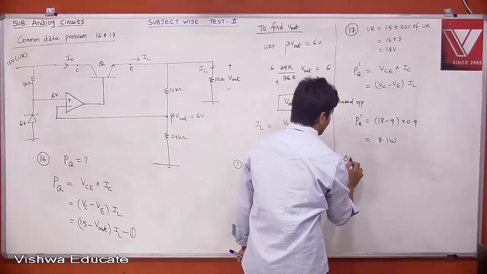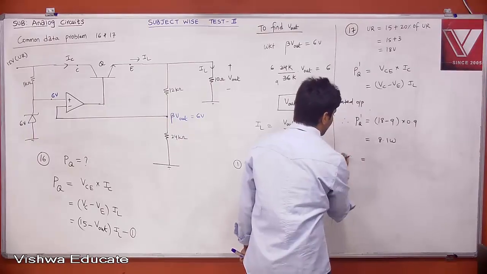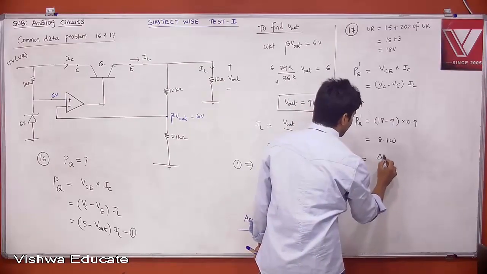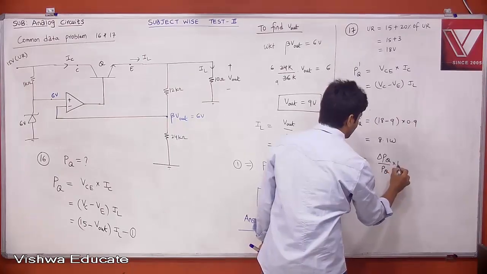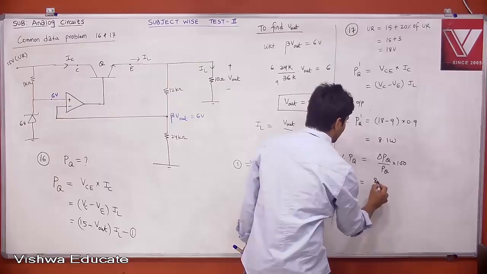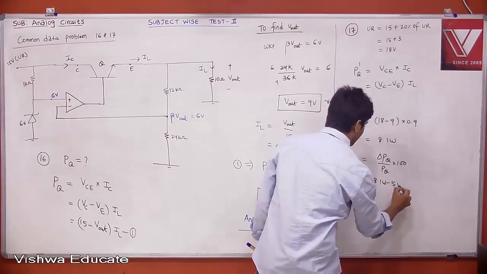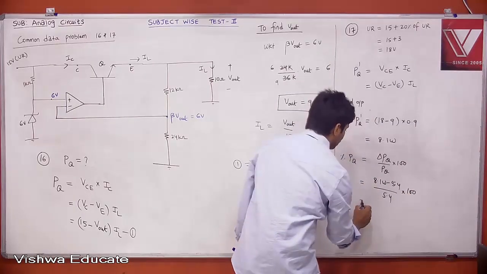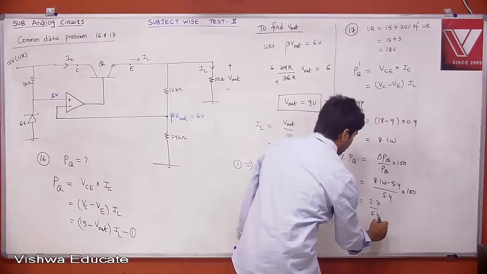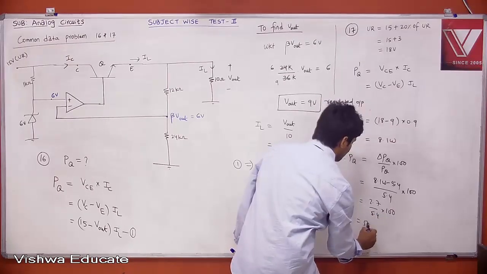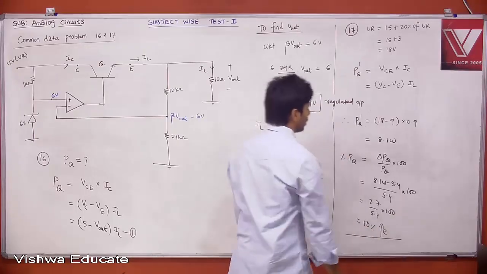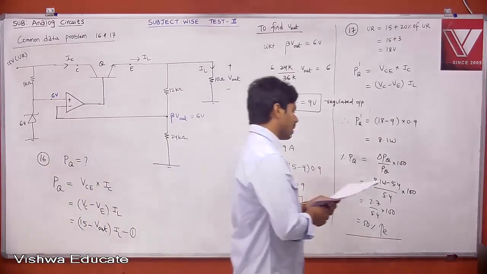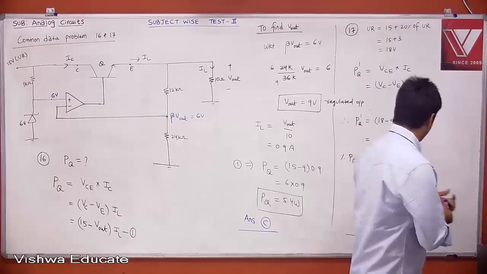Then if you want to know the percentage change in power, it is equal to delta PQ divided by PQ into 100. What is delta PQ? 8.1 watt minus 5.4 watt, divided by 5.4, into 100. 8.1 minus 5.4 is 2.7, divided by 5.4 into 100, which is 50% increase. Therefore, your power dissipation across the transistor is increased by 50%. Therefore, what is the answer? Increases by 50%. Answer is B.